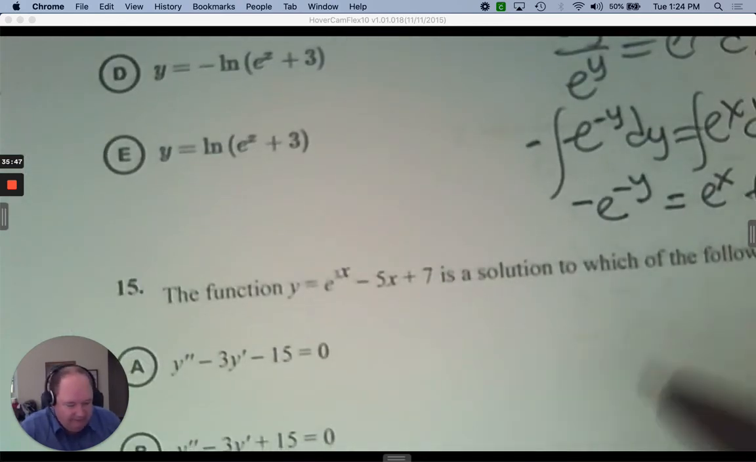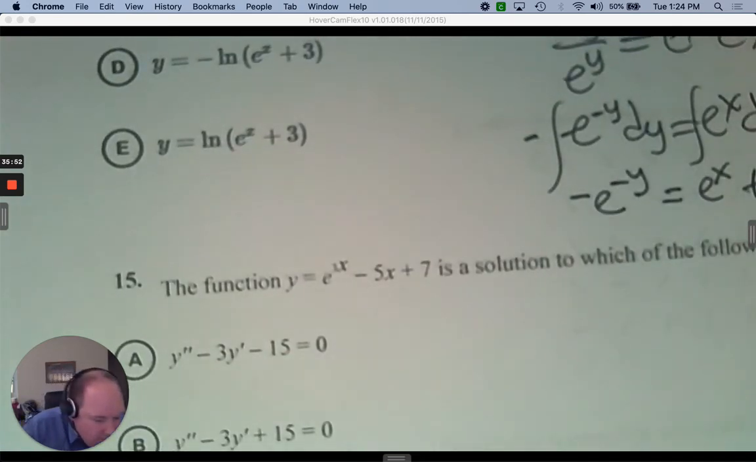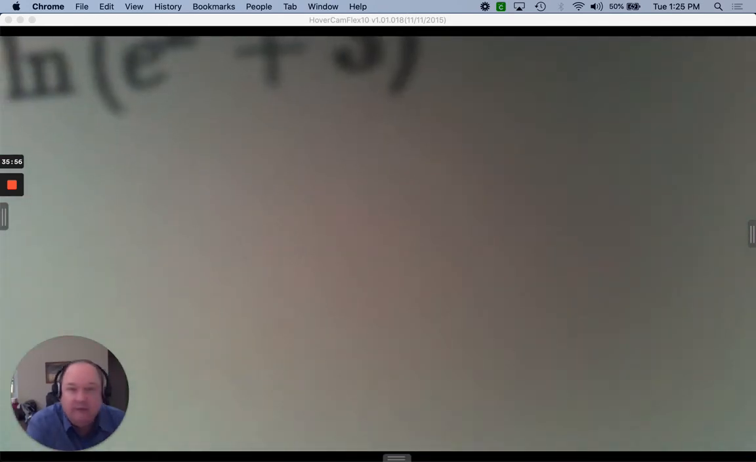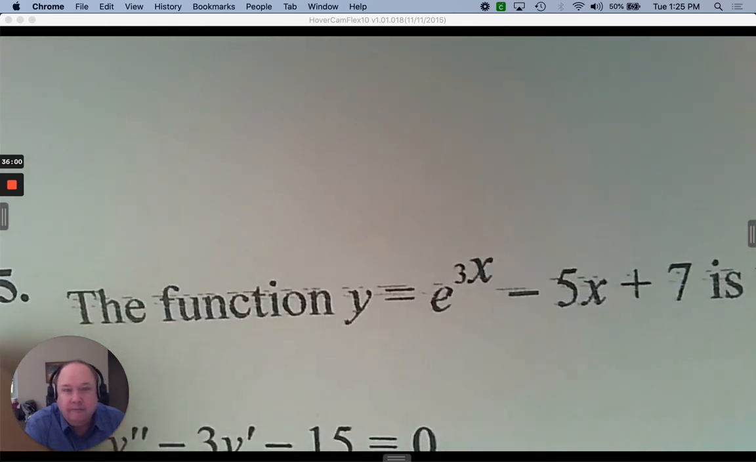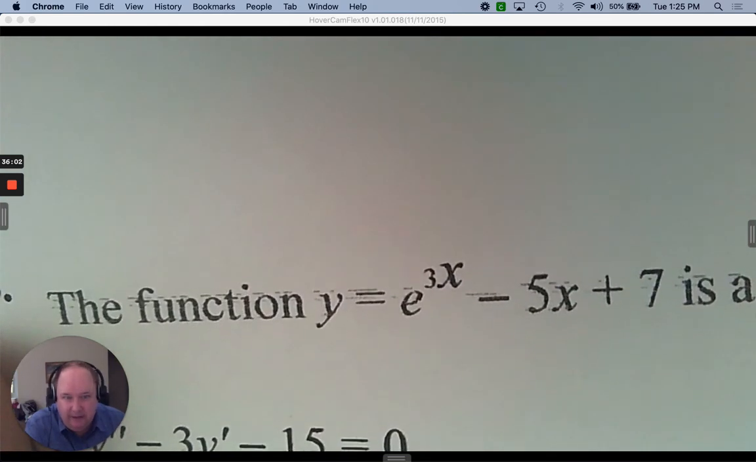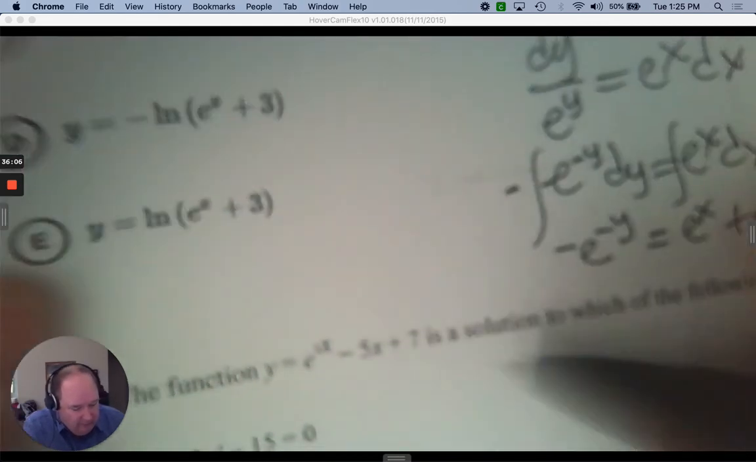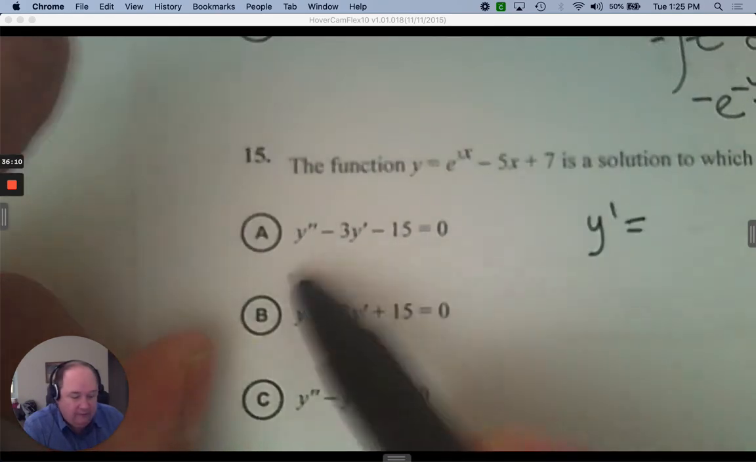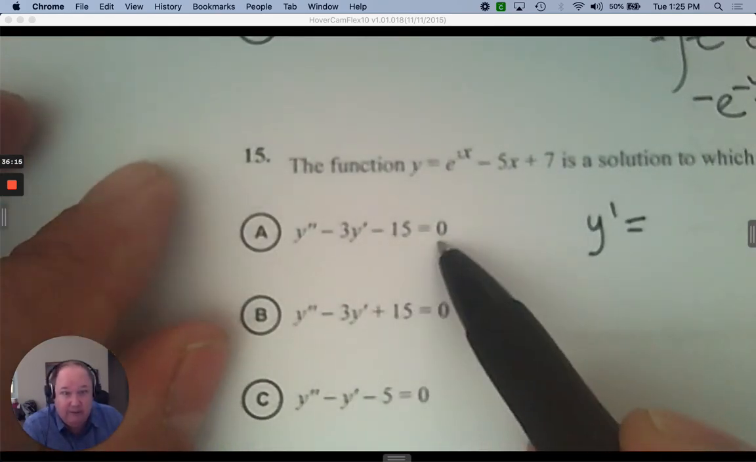Number 15. So at number 15 it says e to the, I think it says 3x, right? Oops, this one. Yeah, so e to the 3x, subtract 5x plus 7. So for these, I got to take the derivative, because it says the second derivative, subtract 3 times the first derivative, subtract 15, better equals 0.